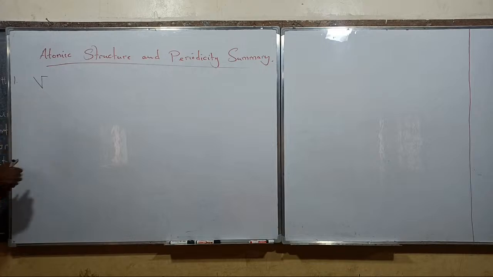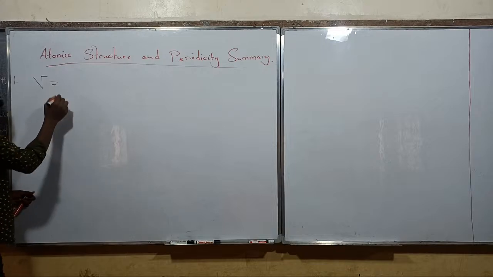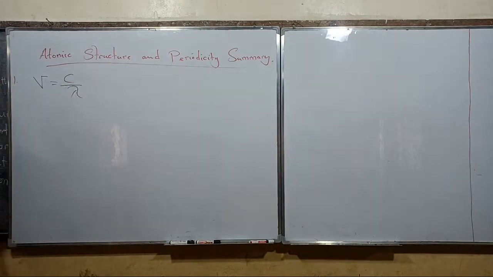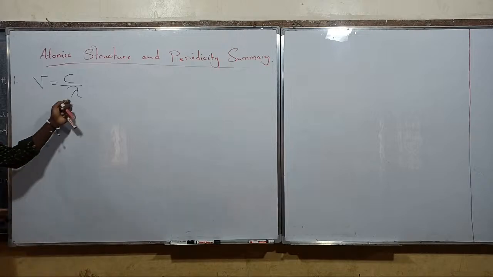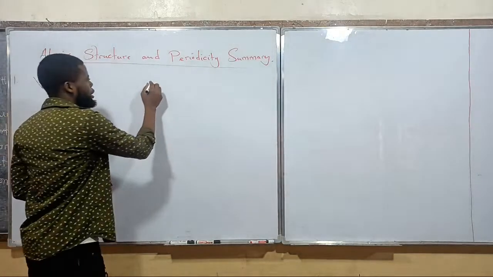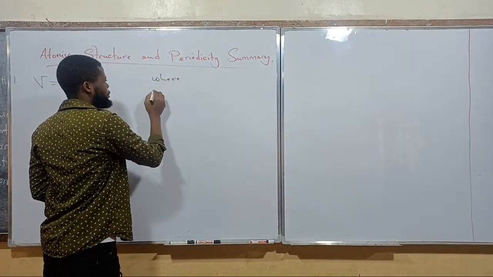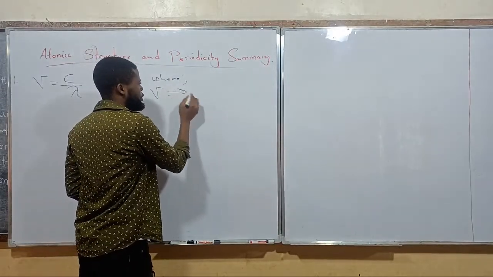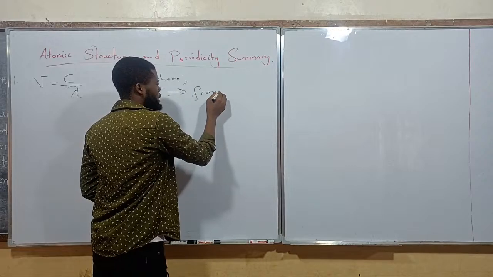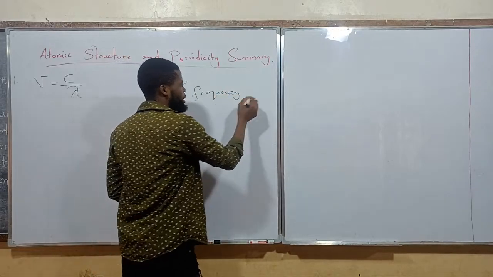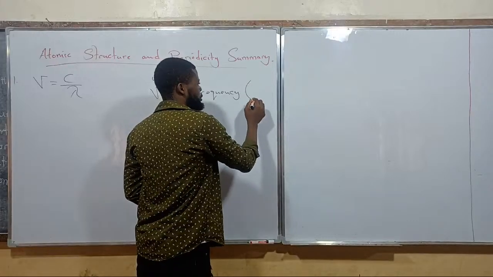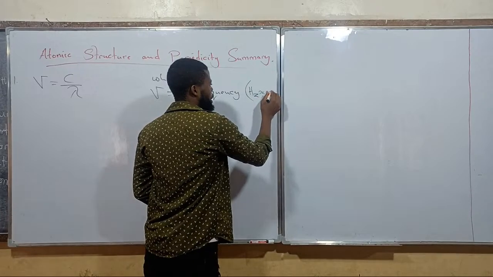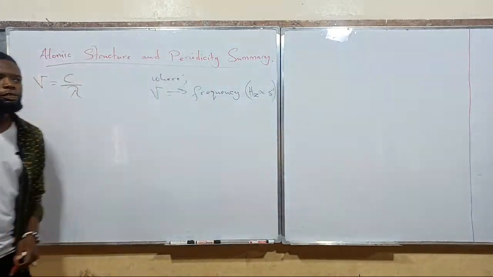So frequency is given by the constant speed of light divided by the wavelength, which is denoted by lambda. Keeping in mind, where this one is just the frequency. Frequency is the number of cycles that pass through a given medium per second. The unit of frequency is hertz, which is equivalent to per second.